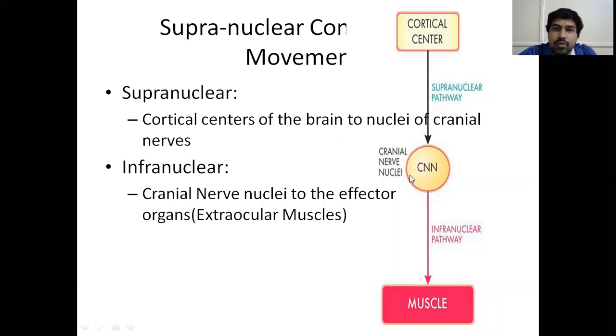These cranial nerve nuclei are located in the pons and the brainstem. There is the midbrain, pons, and medulla. This is the location of the cranial nerve nuclei. You have all the 12 pairs of cranial nerve nuclei located in the midbrain, pons, and medulla. That is in the brainstem. So from the cerebral cortex, the impulses go to the cranial nerve nuclei located in the brainstem.